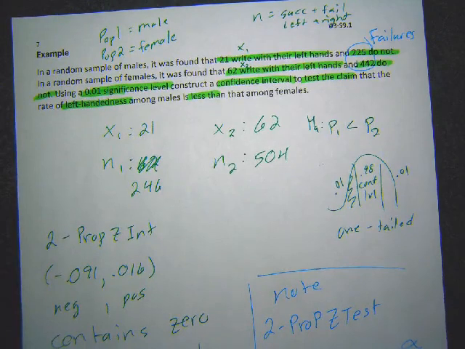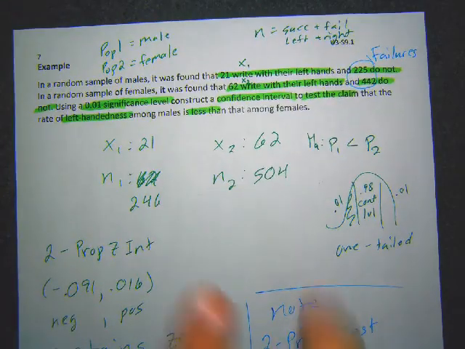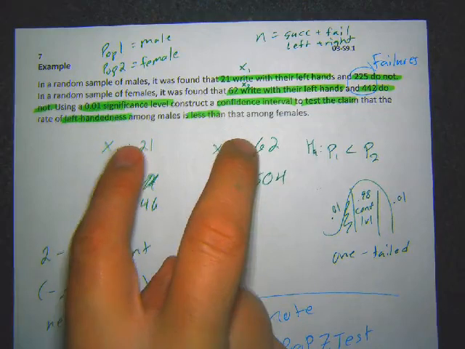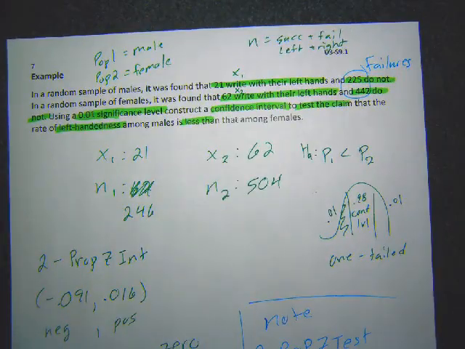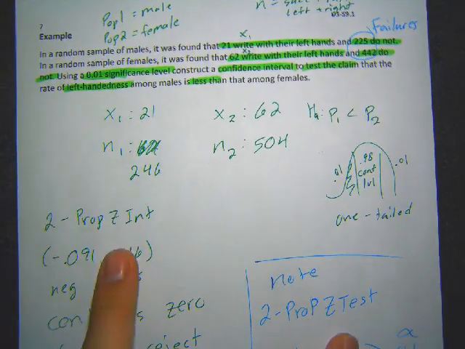Here we should note in this section, the reason we know we're doing either the 2-PropZInt or 2-PropZTest is because we have two populations, and we have a success count and a sample size for both populations. We're looking at x's and n's. We're not looking at means and standard deviations. That's when we're looking at different stuff. We're looking at proportions, percentages. So those p's and the x over n's tell us we're working with proportions, and those are always z-scores.